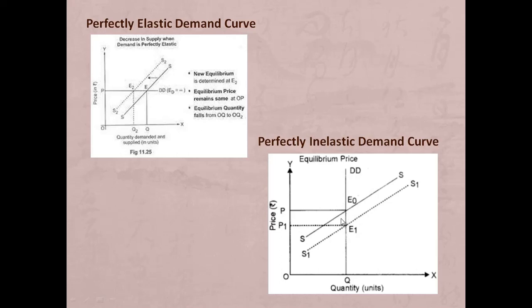So at this point of time, when there is a change in the supply, be it increase or decrease, the equilibrium quantity will remain the same, but the price will change. If the supply increases, price also increases. If the supply decreases, price also decreases.